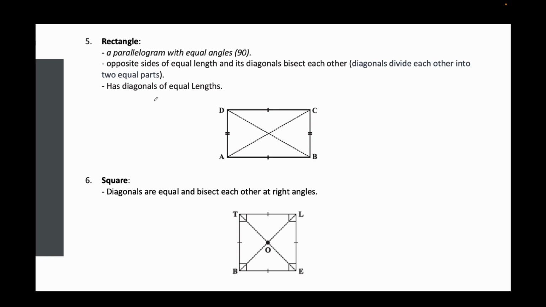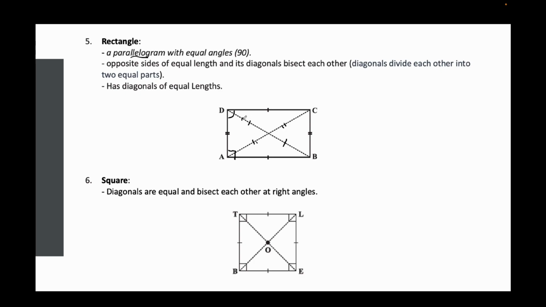Next we have the rectangle. This is also a quadrilateral, having 4 vertices. This is a parallelogram, and you know what a parallelogram is, where the opposite sides are parallel and equal, just like this. All the angles are 90 degrees. Opposite sides are equal and its diagonals bisect each other, meaning diagonals divide each other into 2 equal halves. So this one is equal to this one, and this one is equal to this one. It also has diagonals of equal length.